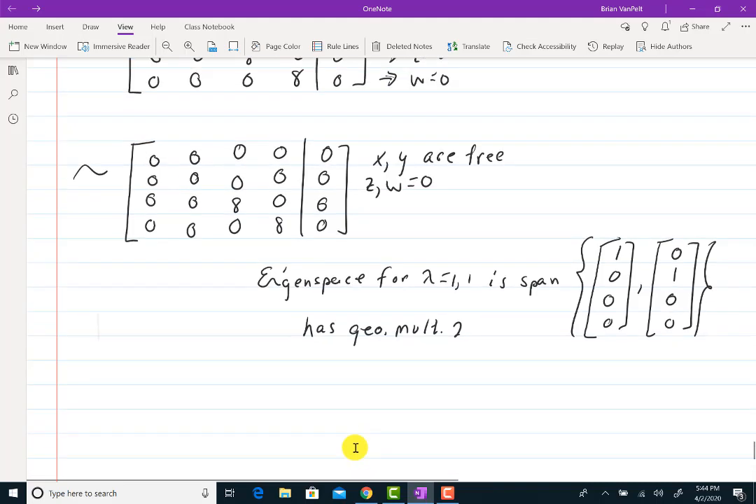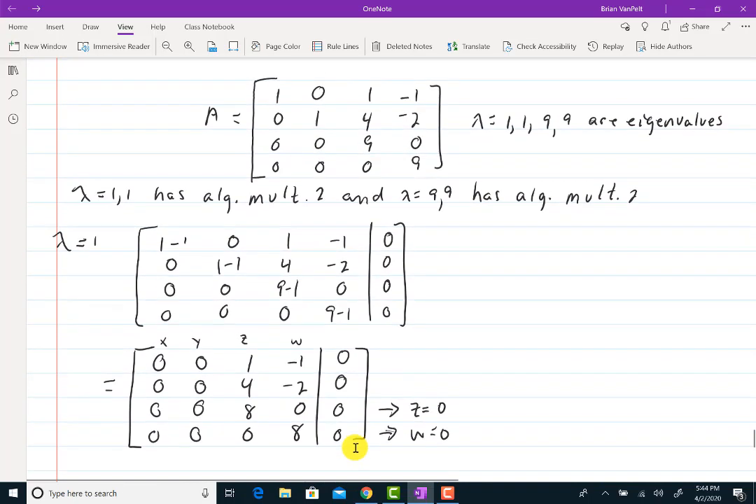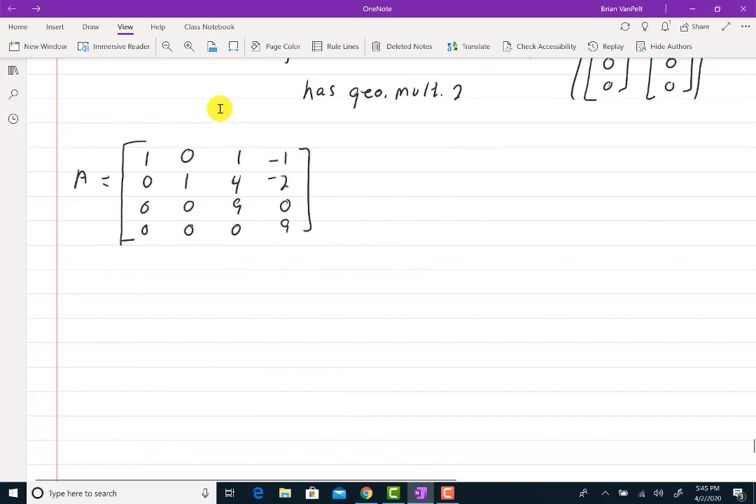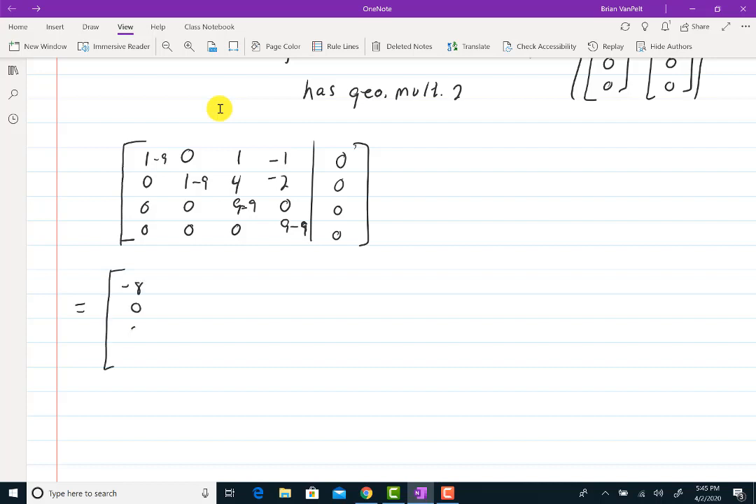Now let me continue and do the same thing. Let me have my matrix back, and copy that down. This time I'm going to subtract 9s from the diagonals: subtract 9, subtract 9, subtract 9, subtract 9. That was my second eigenvalue. And here's what we get. Negative 8, 0, 0, 0, then 0, negative 8, 0, 0, then 1, 4, 0, 0, and then negative 1, negative 2, 0, 0.